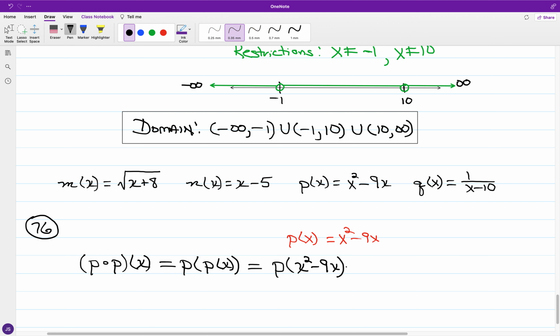And so in following through, we have x squared minus 9x, and we apply x squared minus 9x as the input, not the defining output. We have x squared minus 9x to the second, and we have minus 9 times all of x squared minus 9x.